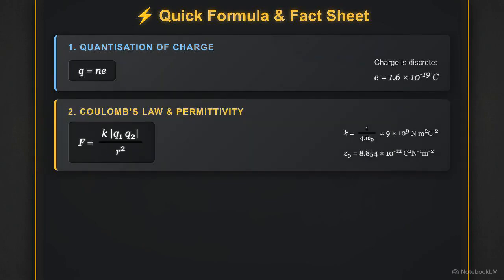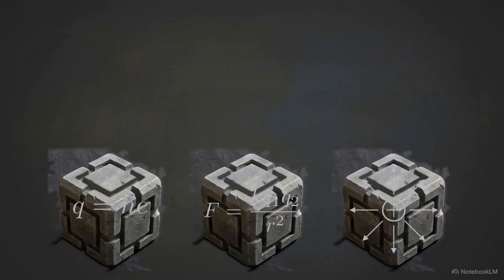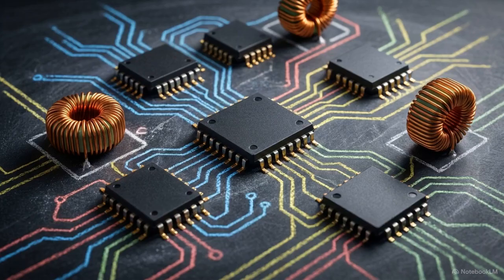It contains the quantization formula, Coulomb's law, and the constants for permittivity and elementary charge that you will use in every numerical problem. These laws of force and field lines are the building blocks for the next several chapters. Mastery here makes the study of magnetism, moving charges, and complex circuits much more predictable.